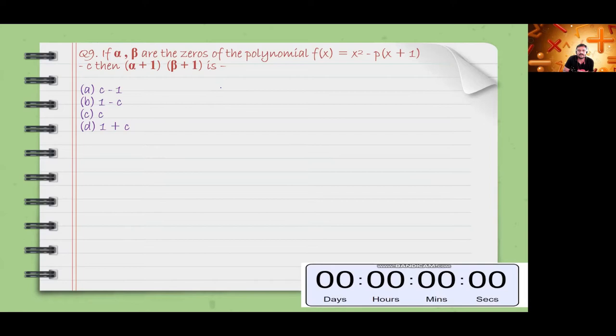What is the polynomial? It is given as x square minus p, multiply p inside, so this becomes x square minus px plus p minus c, that is equal to 0. Whenever we want to get the zeros of the polynomial, what we do? We equate the polynomial with zero. Okay, this is one way. The other way is, you do the product of these two brackets. What will come? Alpha beta plus alpha plus beta plus 1.